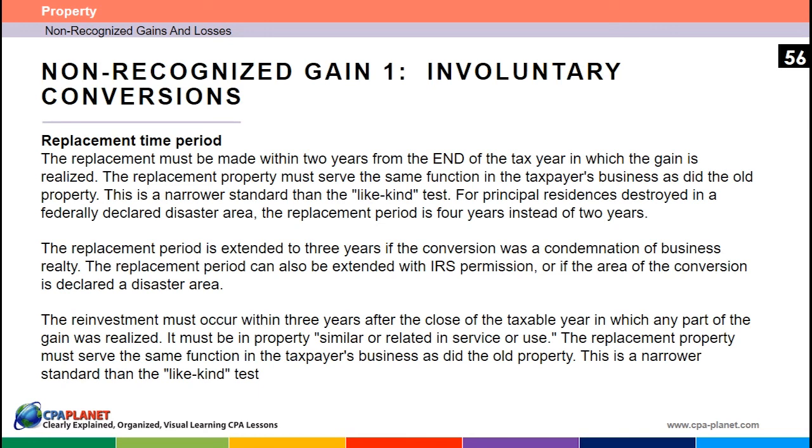So if you had a February fire in your business, got the insurance money, and that's the year 2010, you then have until the end of 2012, because you get 2 years from the end of the tax year. 2 years from the end of 2010, you've got 2011, 2012, you have till the end of 2012 to buy the new item.